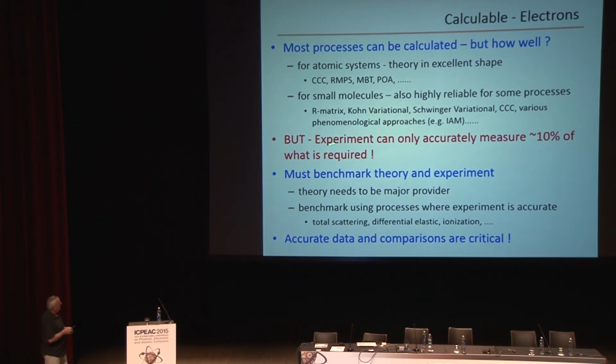But the key point, I think, is that in terms of applications, experiment can only measure about 10% of what we need. And so we really have to make that link to theory and do this through benchmarking theory and experiment. So in many of the applications, theory needs to be the major provider. And this accurate data and comparisons between experiment and theory are really critical for the field.